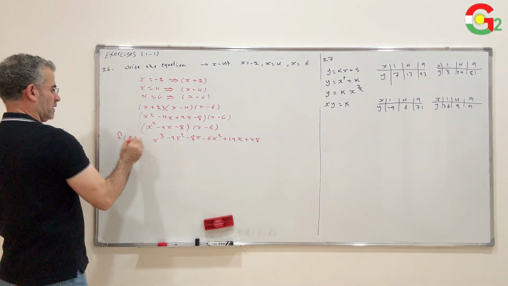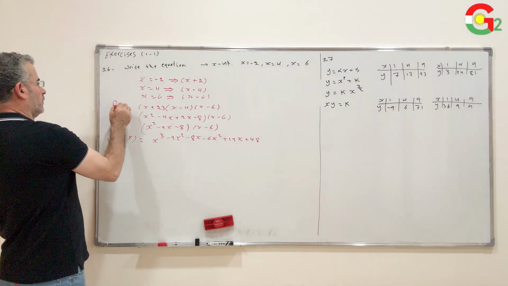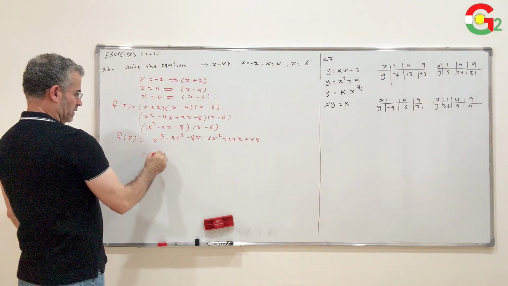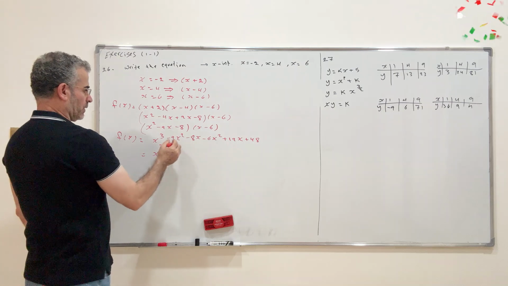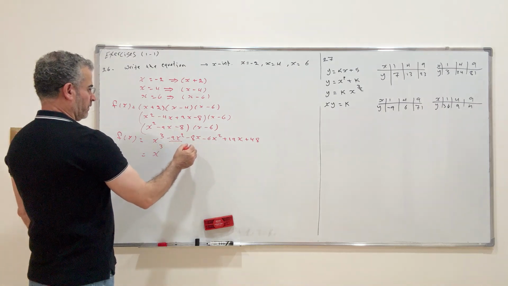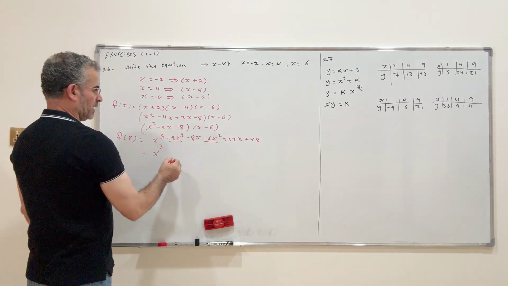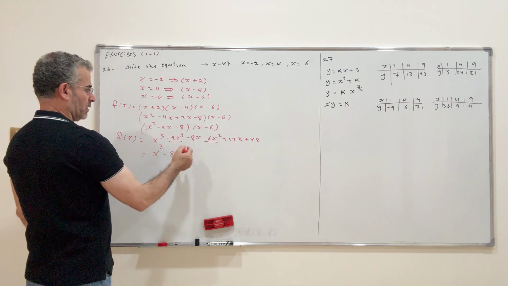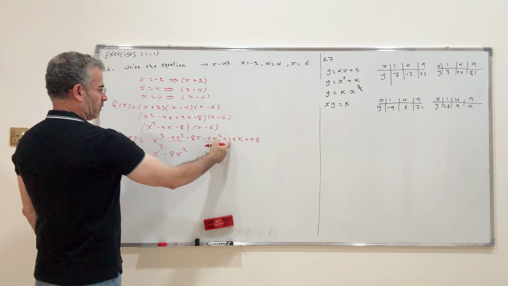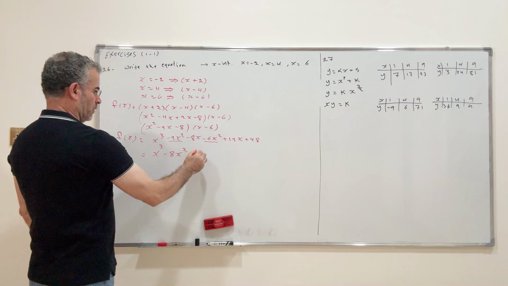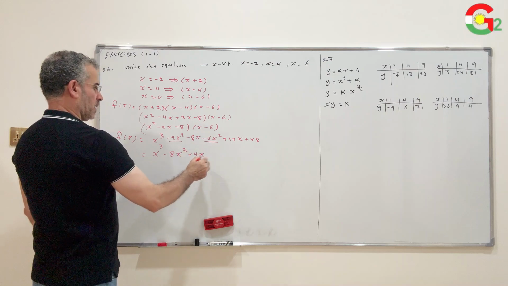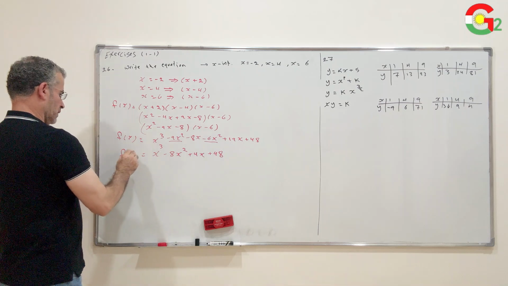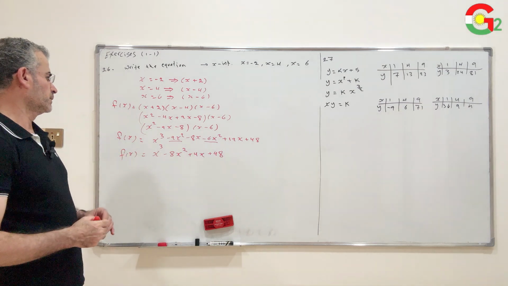Or f of x equals. Then simplify this equation: x cubed minus 2x squared minus 6x squared, that is minus 8x squared, minus 8x plus 12x, that is plus 4x, plus 48. This is our equation.